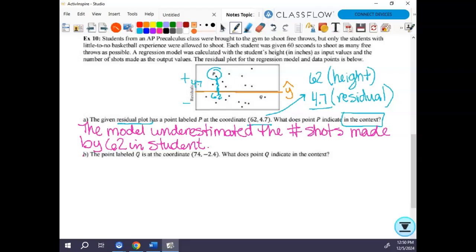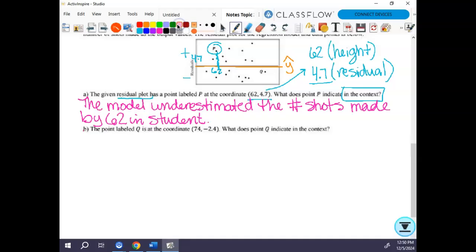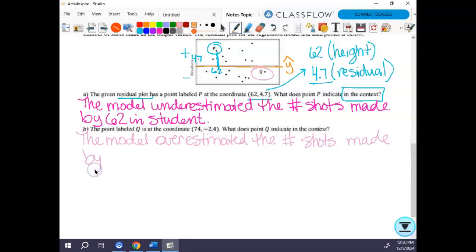Okay, so are you able to kind of write the same type of sentence? Yes. You just change a couple things, right? So this time we can say the model did what? Overestimated the number of shots made by the 74-inch student.